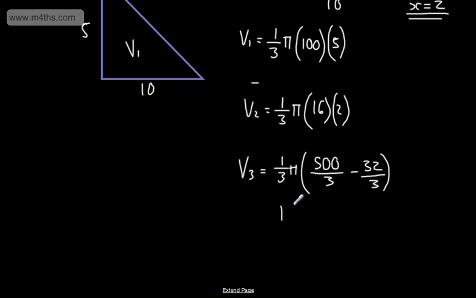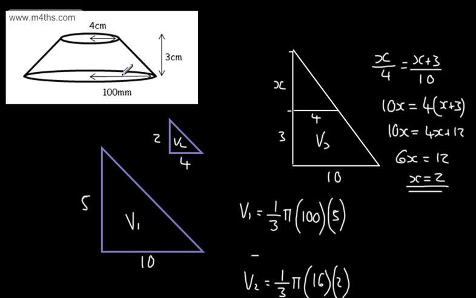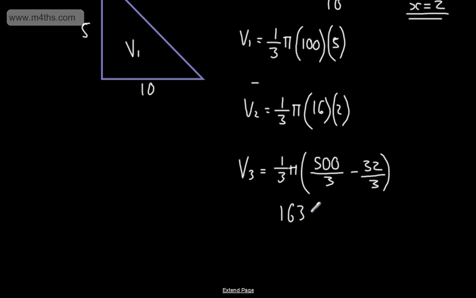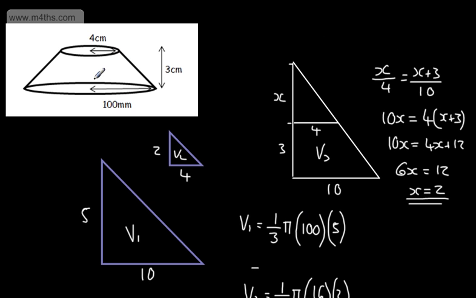So we can say 163, and the units we've got here are now, remember, this is centimetres. I converted the millimetres into centimetres, centimetres cubed. And that again, I think I did that to 3 significant figures. So that is going to give us now the volume of the frustum.